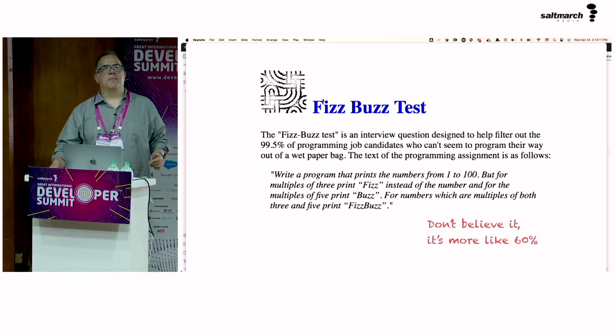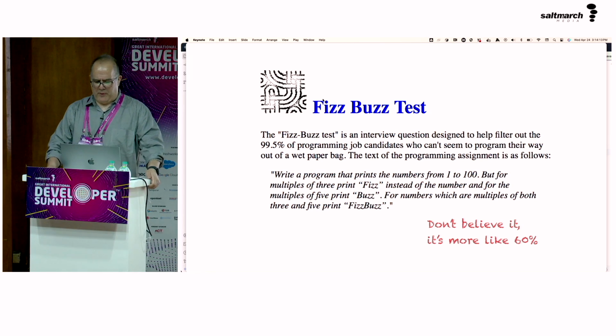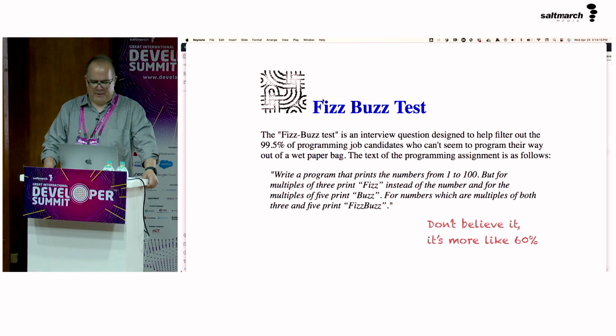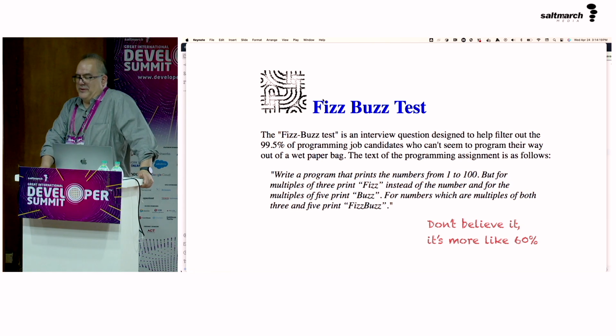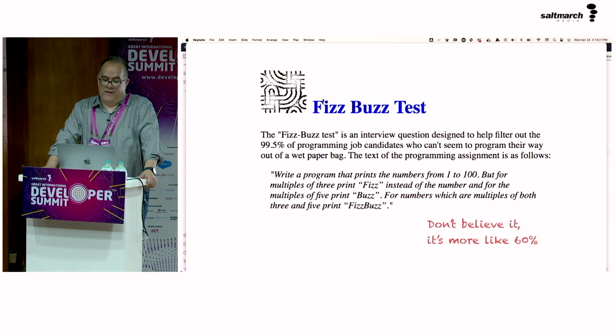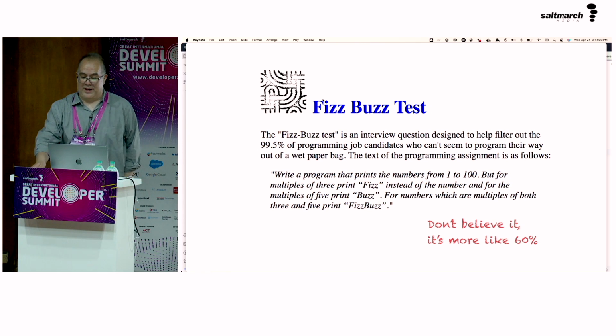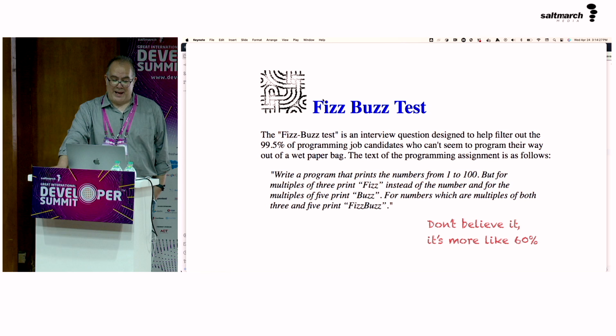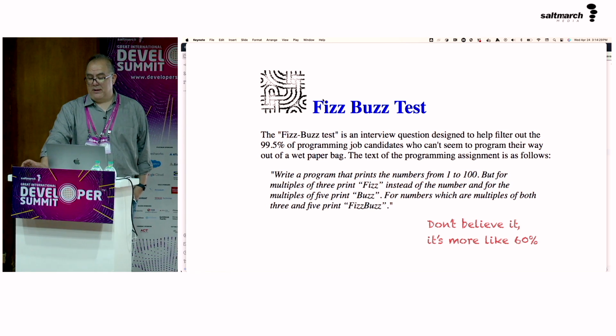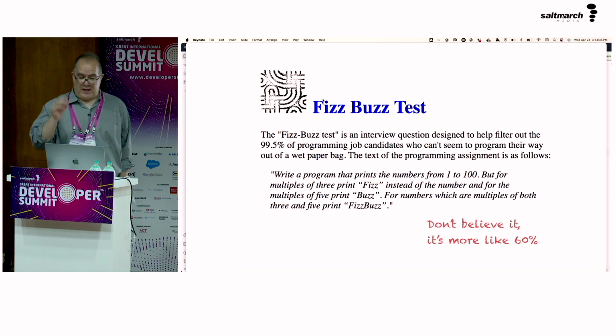So this one comes from a blog called C4, I think c4.org or something like that. And I took a snapshot of it. I don't like this, actually. The FizzBuzz test is an interview question designed to help filter out 99.5% of programming job candidates, and I dislike this part, who can't seem to program their way out of a wet paper bag. I think that's not very nice. The text of the programming assignment is as follows.